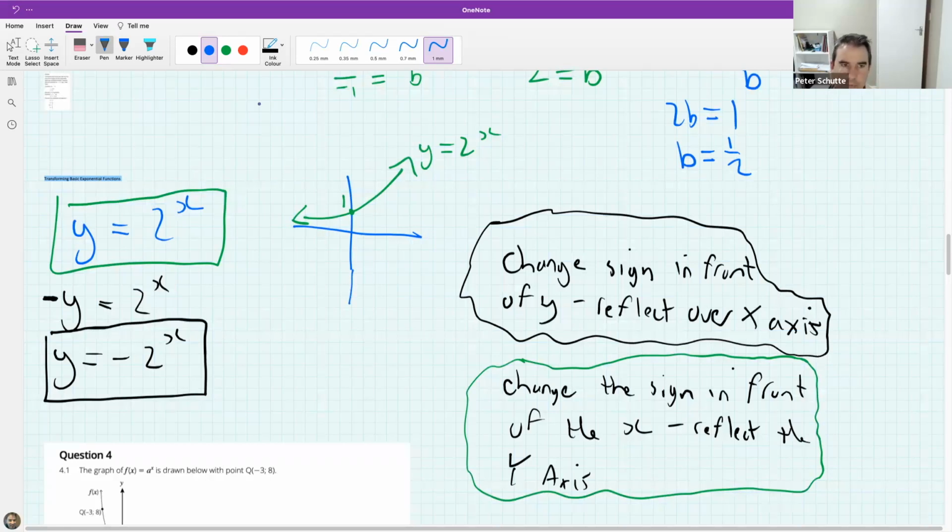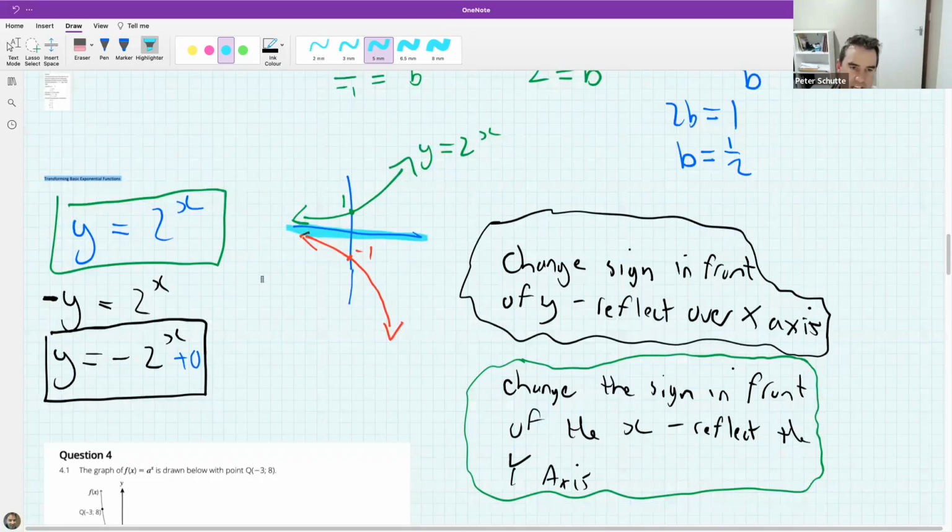Okay. So if I've changed the sign in front of the y, I need to reflect over the x-axis. So if you reflect the 1 over the x-axis, you're going to get here, and you'll get -1. And the graph is just going to look like that. The asymptote, the +0, is still there. There's still an asymptote that's sitting between the two. It's just that the green one has been reflected over the x-axis.